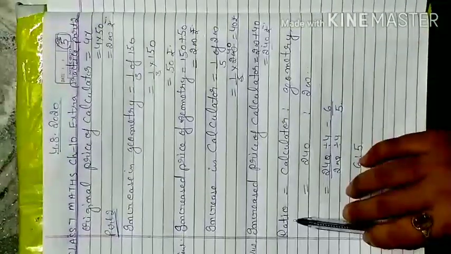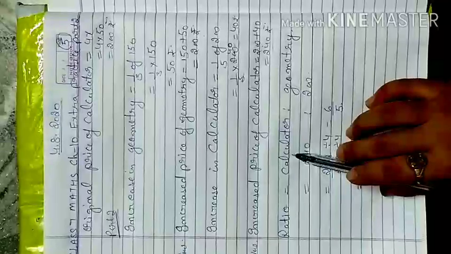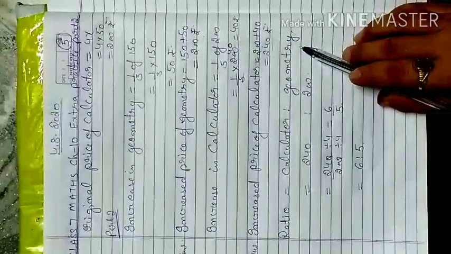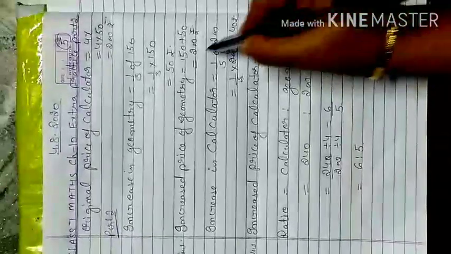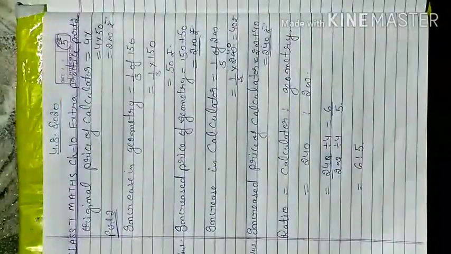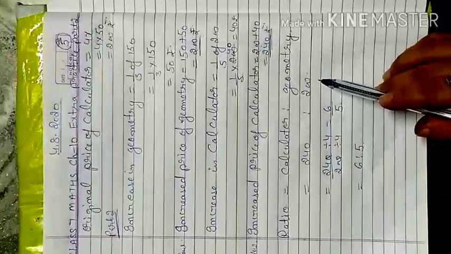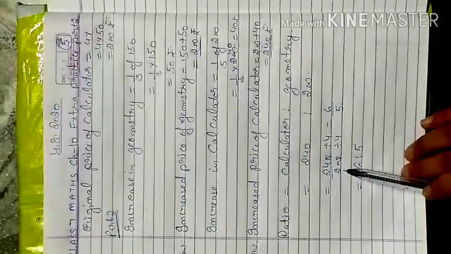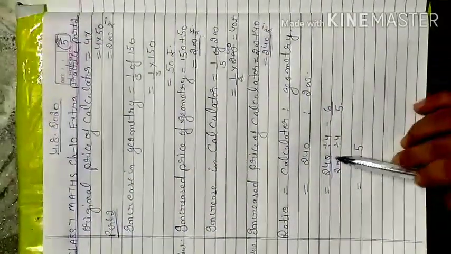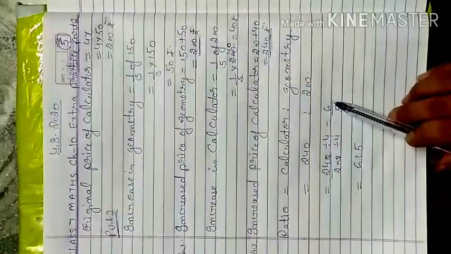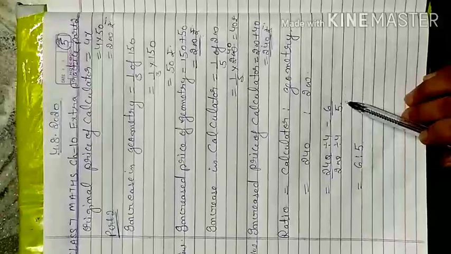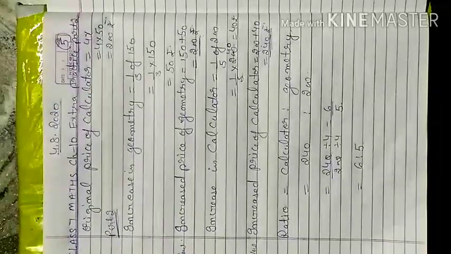Now you have to find the ratio of the increased price of the calculator to the increased price of geometry. So 240 ratio 200. That is 240 for the calculator and that is the increased price of geometry. 240 ratio 200. When you change this into fraction form, 240 divided by 200, 0 is cancelled and the HCF is 4. 24 divided by 4 gives you 6 and 20 divided by 4 gives you 5, and my required ratio is 6/5.